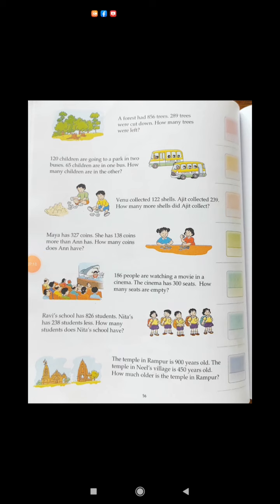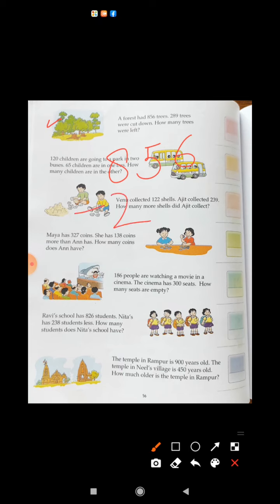Now come to page number 56. Question number 1 is, here you will learn word sums. A forest had 856 trees. 289 trees were cut down. How many trees were left? 856 minus 289. You have to subtract. In forest, how many trees? 856. How many cut down? 289. Now how many are left? Means you have to subtract.